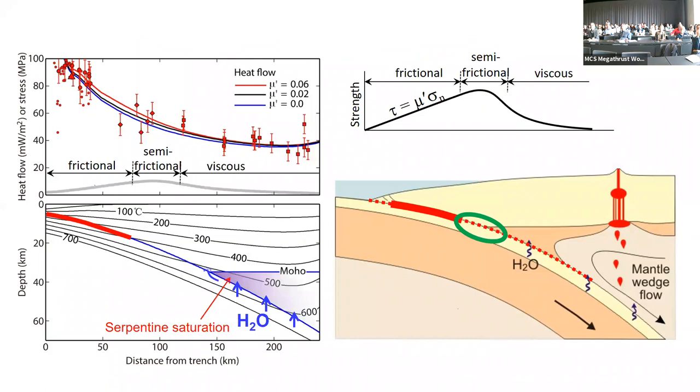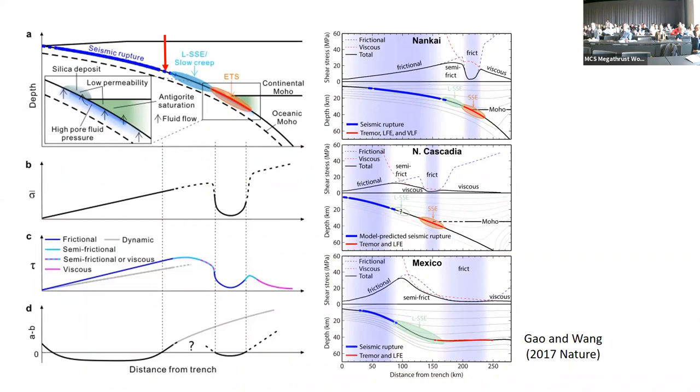Without all these complications, the megathrust is supposed to change from frictional to viscous behavior. That part is supposed to be viscous, just creep quietly without producing any noise, any jerky motion. But that's not the case. I think it's because when you have a lot of fluid, the frictional strength becomes much lower, even lower than viscous strength, and it begins to have some frictional behavior, and that will give rise to this kind of ETS behavior, slow slip with tremor.